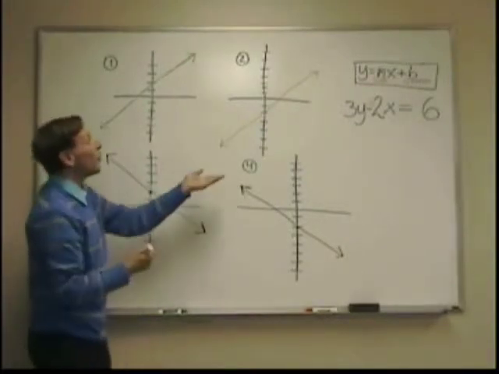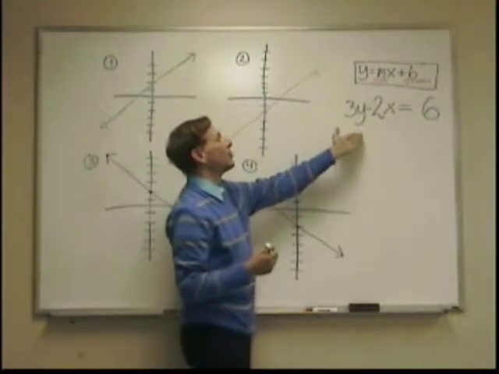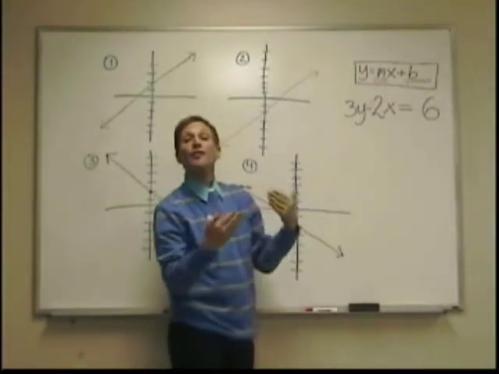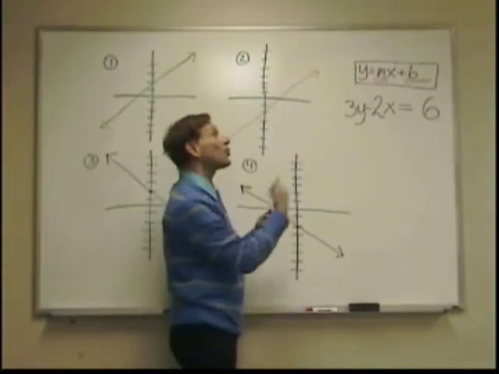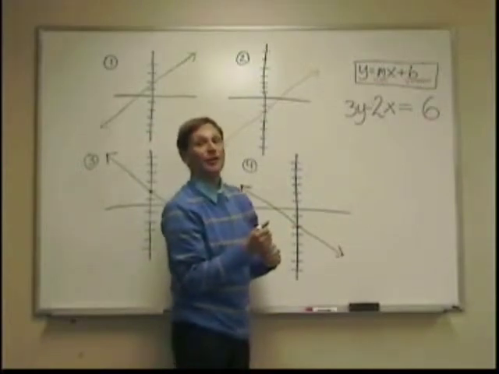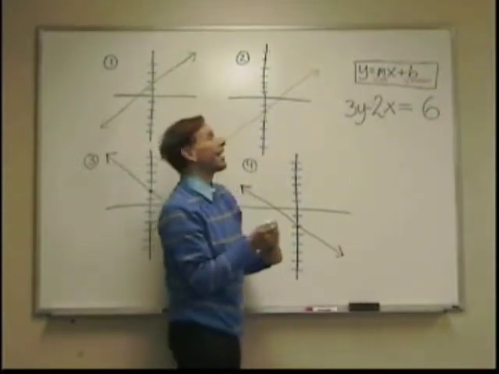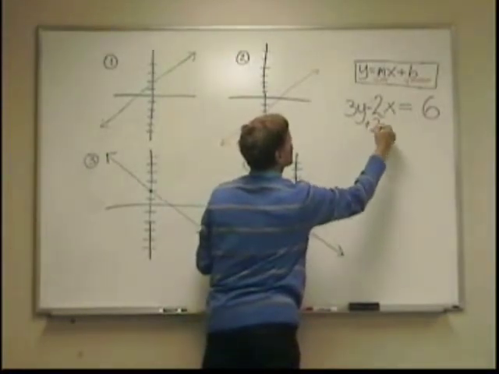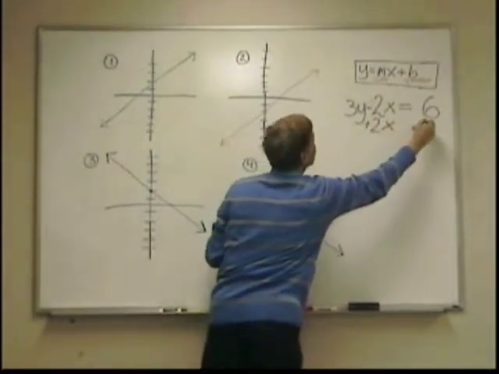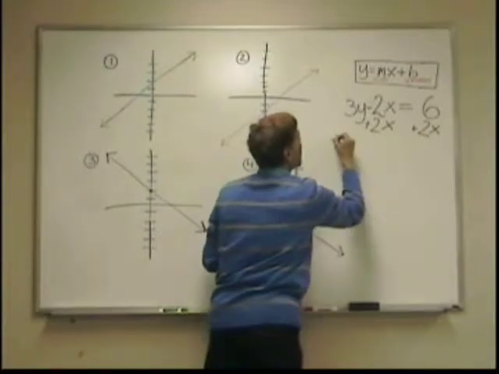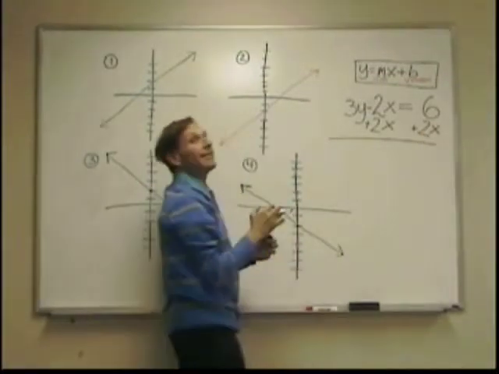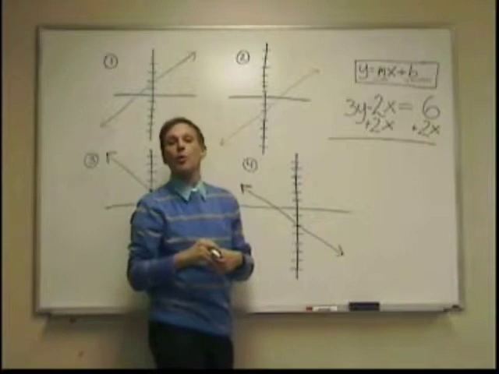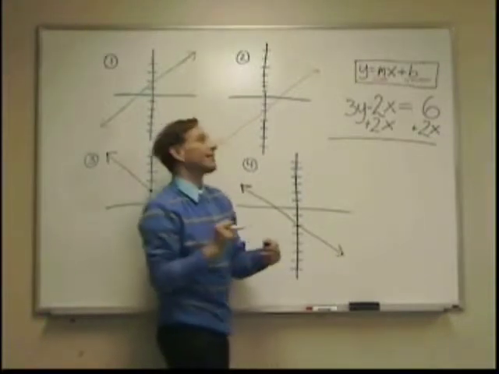So first, we have 3y minus 2x equals 6. And I want to solve that to get it into the y equals mx plus b format. And I do it like this. I first will add 2x to both sides of the equal sign. I want to get y by itself. It's just like doing a literal equation, getting y by itself.